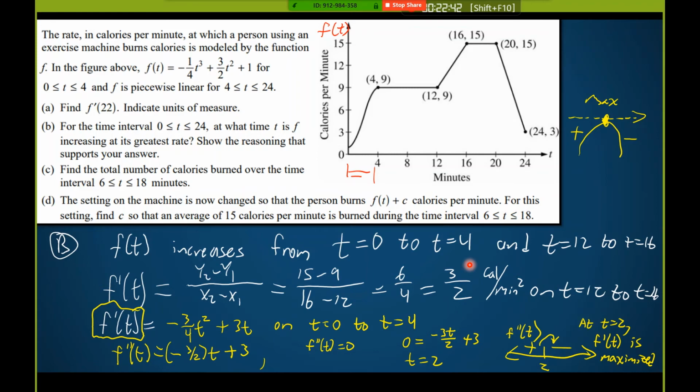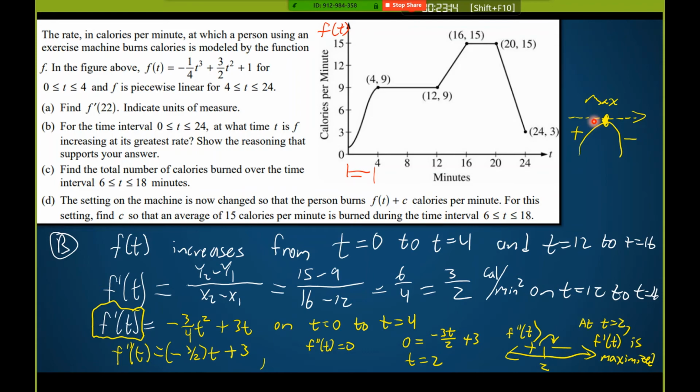In order to figure out when this will be as large as possible, we can maximize it using optimization. So to optimize this derivative, I would derive it one more time, set the derivative equal to 0, and solve for t. That will tell us any points where the slope is 0. Our slope was 0 at t equals 2, and we changed from positive to negative, which tells us that that's the maximum of the function. At t equals 2, our slope was 3. So from 0 to 4, our maximum slope is 3. And from 12 to 16, our slope is constant, 3 over 2.